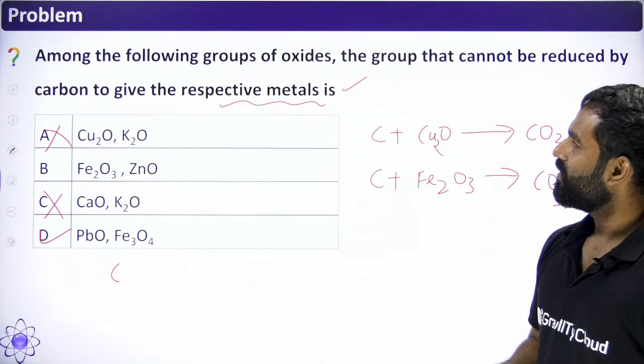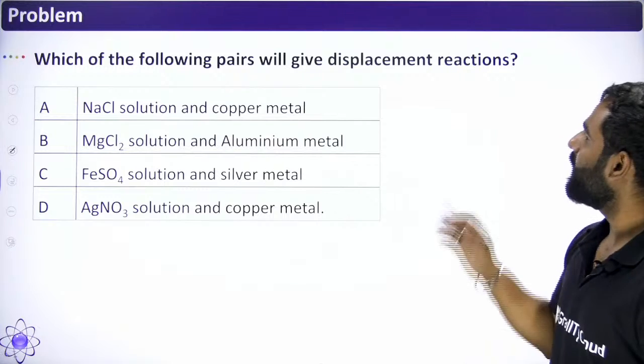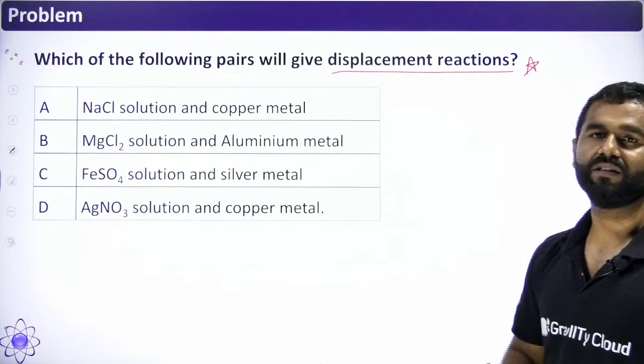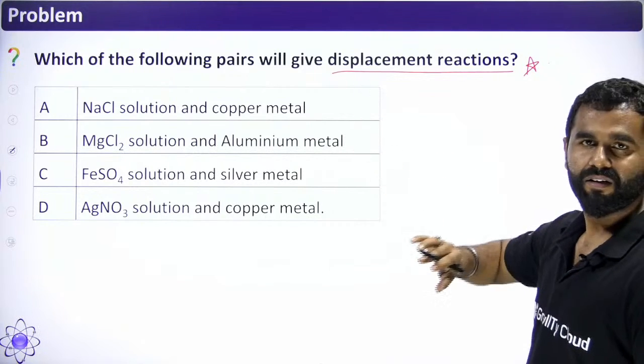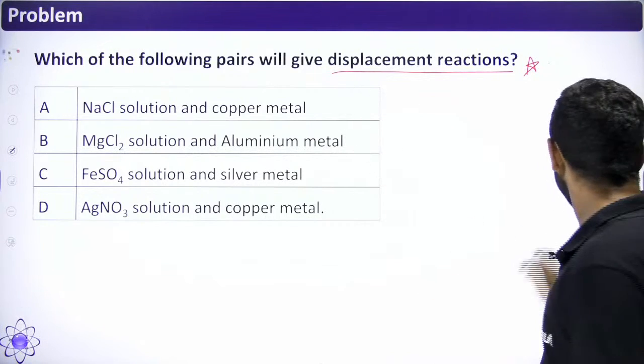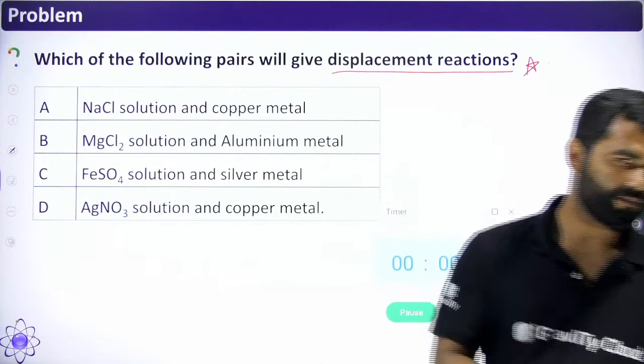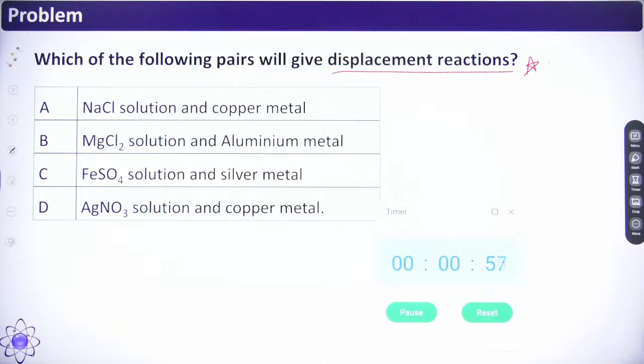Chalo. Next question, which of the following pairs will give displacement reaction? Which of the following pairs will give displacement reaction? So option 4 are there. Choose the correct option here. Simple. And your time starts now. Choose the correct option. That which of the following pairs will give the displacement reaction?